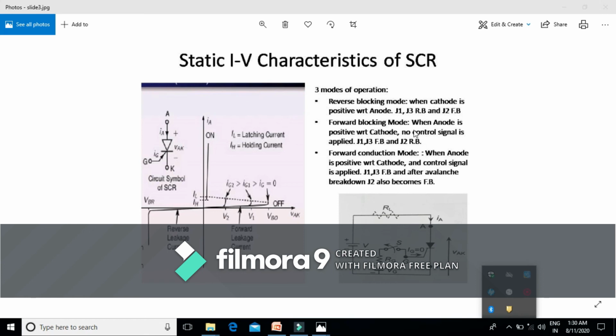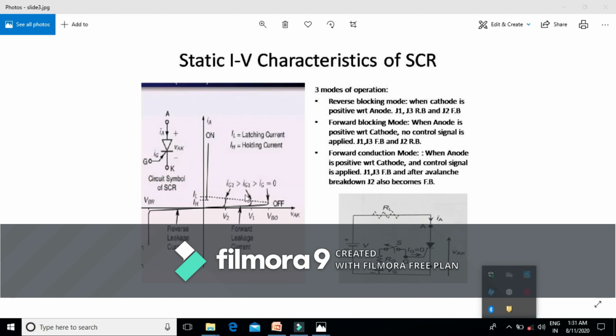Since no gate current is applied, one method of triggering, which is not the efficient method, is by increasing this forward voltage over the breakover voltage. That means if we increase the forward voltage up to the breakover voltage, it remains in the off state until and unless we apply some gate current or some control signal. In this mode of operation also the SCR remains in the off state.